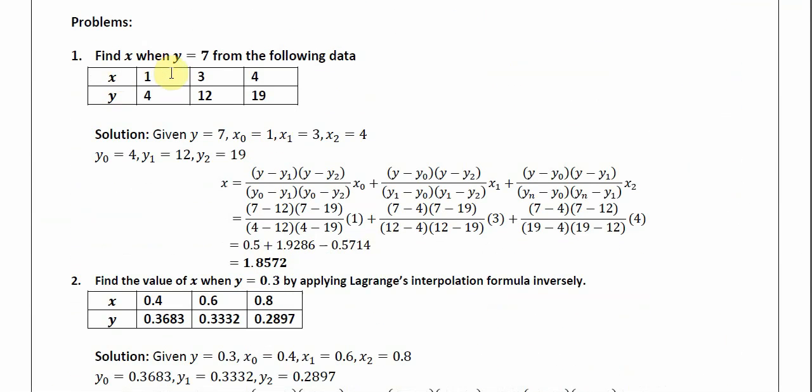Find x when y is equal to 7. ಇಲ್ಲಿ ನೋಡಿ, ಇದ್ರಲ್ಲಿ ಕೇಳಿಲ್ಲ, inverse interpolation ಅಂತ ಎಲ್ಲೂ ನಮಗೆ ಕೇಳಲಿಲ್ಲ. So it is assumed that while seeing the problem it is understood because it is asked find x when y is equal to 7. So these are the values given to you. Y is given to be 7, x0, x1, x2 ಕೊಟ್ಟಿದ್ದಾರೆ 1, 3, 4 ಅಂತ. y0, y1, y2 ಕೊಟ್ಟಿದ್ದಾರೆ 4, 12 and 19.